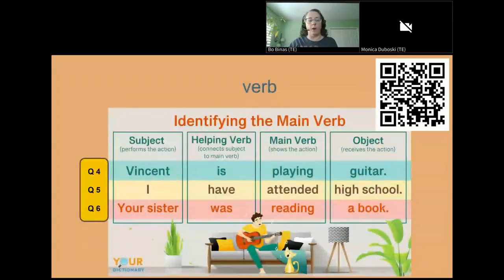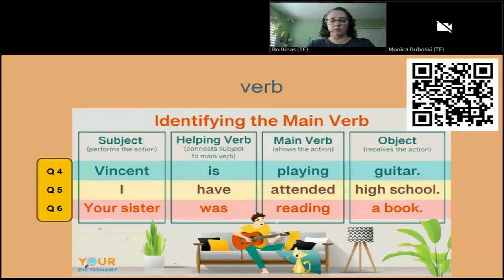Now, second part of our sentence pattern is the verb. We talked about the subject. Now we're talking about the verb. There can be more than one verb in a sentence, and that's okay. These particular sentences have helping verbs and main verbs. So in questions 4, 5, and 6, you are matching up the subject, helping verb, main verb, and object of each of these sentences. So no guessing. The subject is always the noun or pronoun performing the action. The helping verbs are usually those state of being verbs, and they're connecting the subject to the main verb. The main verb is the actual action that's happening.